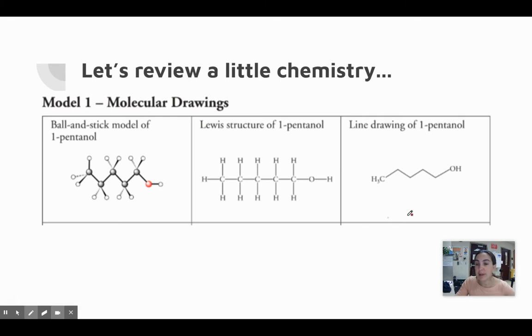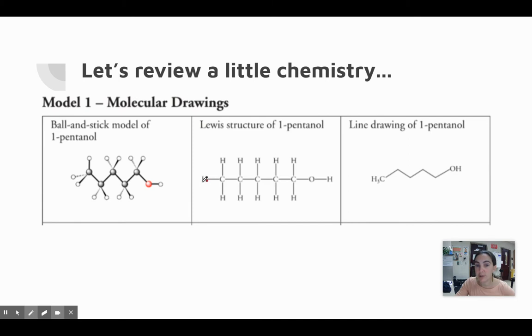Since this is the same molecule on the right, it still contains all the same atoms that are in one pentanol in the other 2 drawings. It's the same thing. We just kind of skip over drawing some of them. But if you look at this structure, first of all, you'll notice the backbone of the molecule is drawn kind of with this little zigzag line right here.